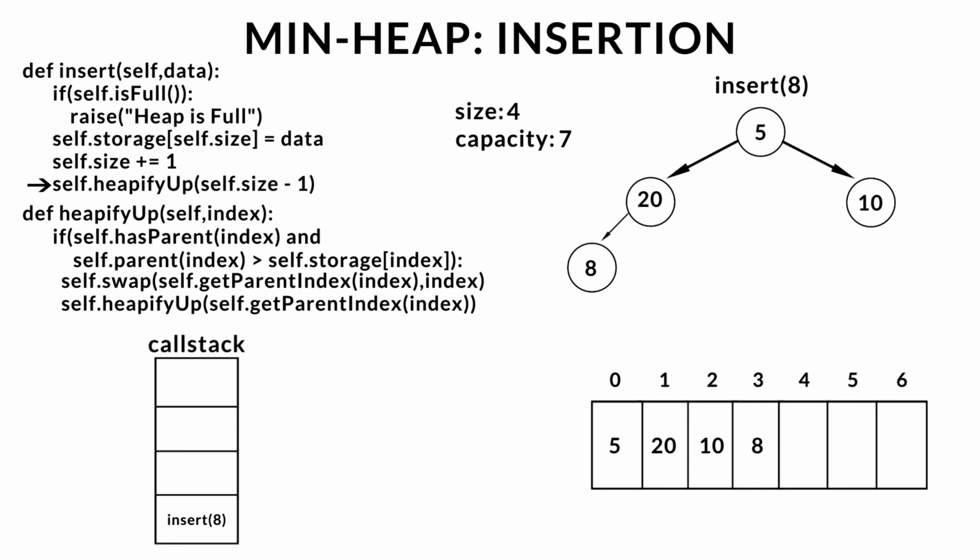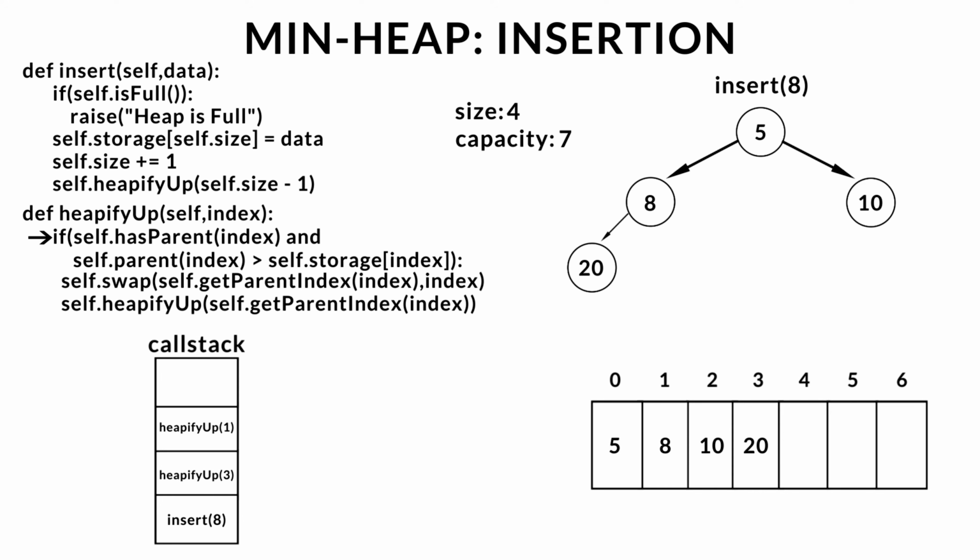So we push this onto the stack as well. Within our HeapifyUp method, we check to see if the node we're currently at has a parent. It does, and is this parent greater than the child? It is. So we go ahead and execute the if statement. We swap the data between the two indices, and then we recursively call our HeapifyUp method, this time passing in 1. So now this gets pushed onto the stack.